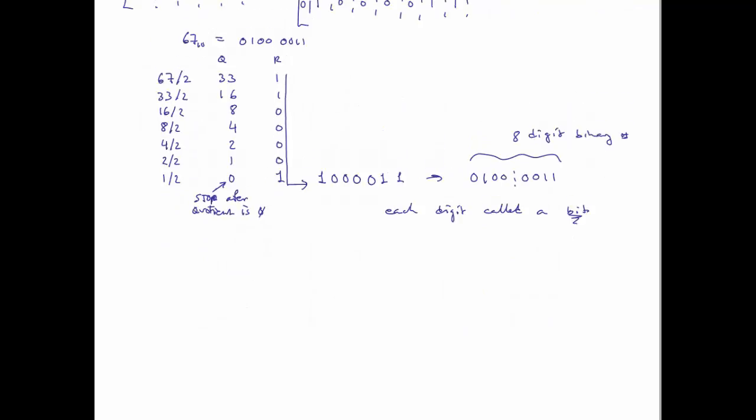Okay, and each 4 bits is called a nibble. And each 8 bits, or 2 nibbles, is a byte. Okay, so there's bit, nibble, and byte.